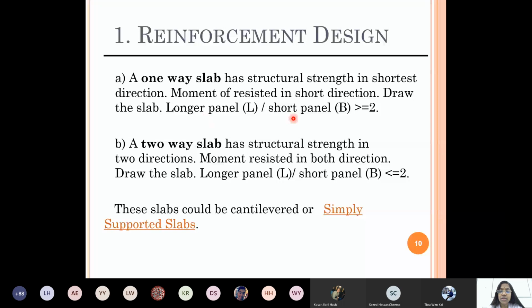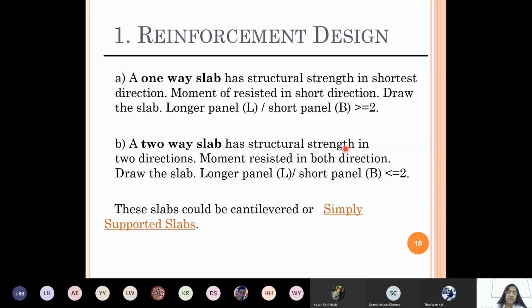Longer panel over shorter panel. How do you classify a one-way slab? When the length to breadth ratio is greater than 2, right? Length to breadth ratio is greater than 2. That means there is a longer panel and a shorter panel, and this may be rectangular.